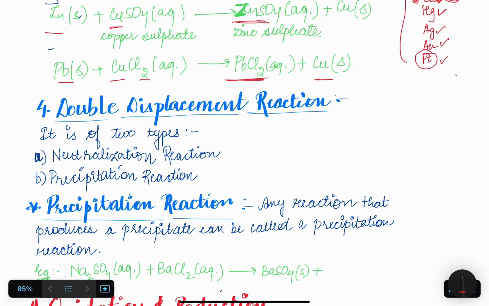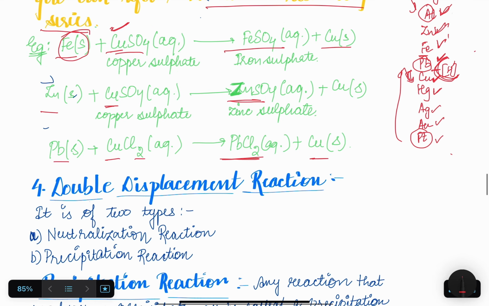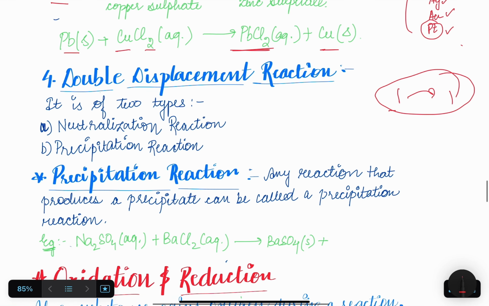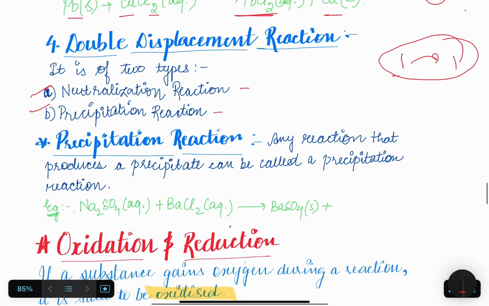Now we have double displacement reaction. In this reaction, it is the double of displacement. In displacement, only one metal replaces the other one. Now it will happen 2 times. So first I'll tell you that there are 2 types of double displacement, that is neutralization reaction and precipitation reaction. Neutralization reaction is not a part of your syllabus. Still, I'll tell you the basic idea.